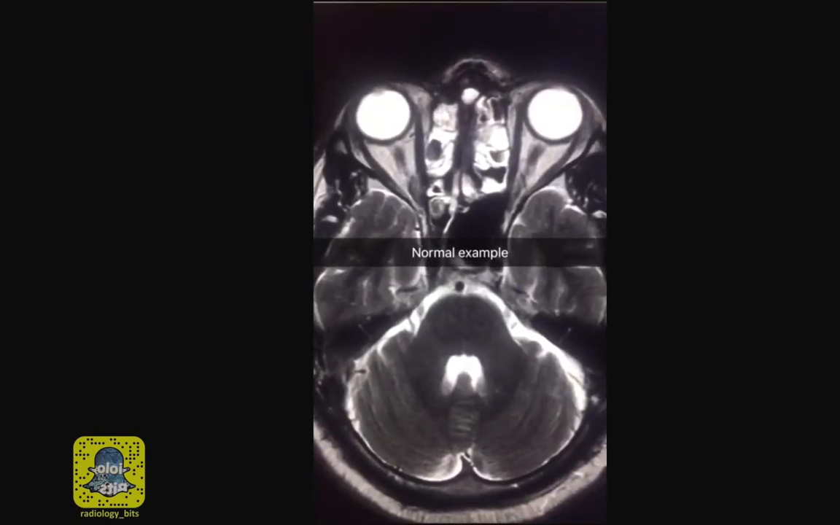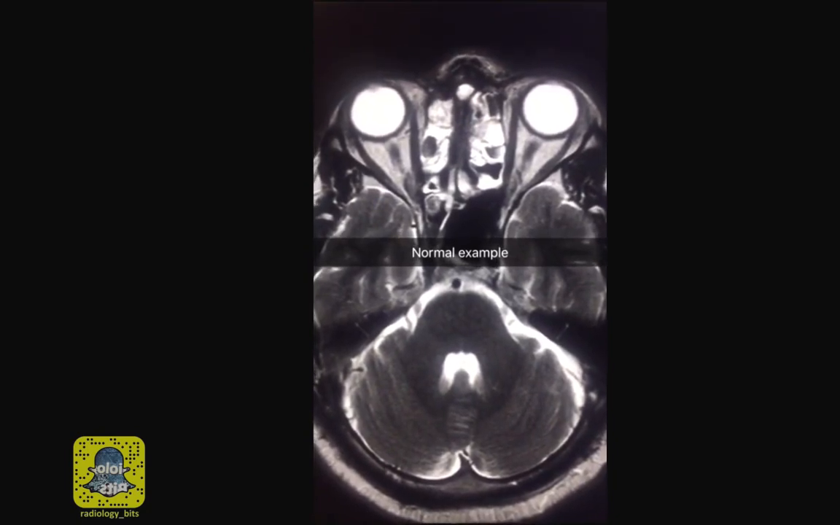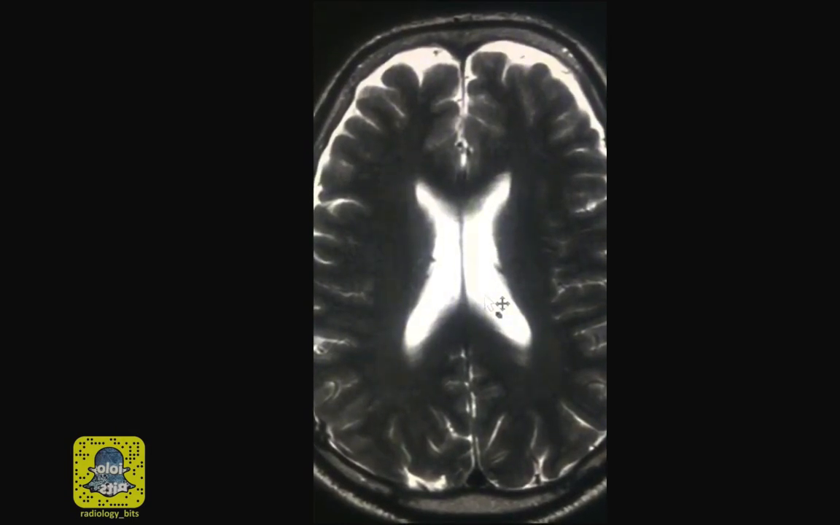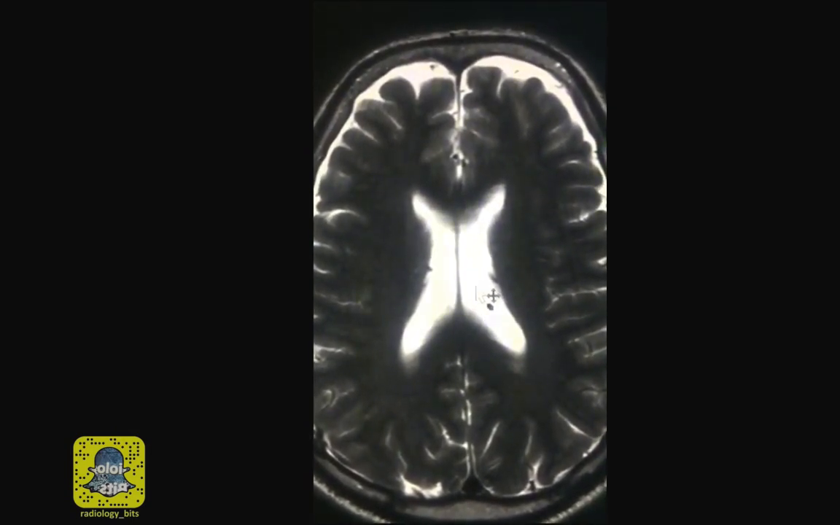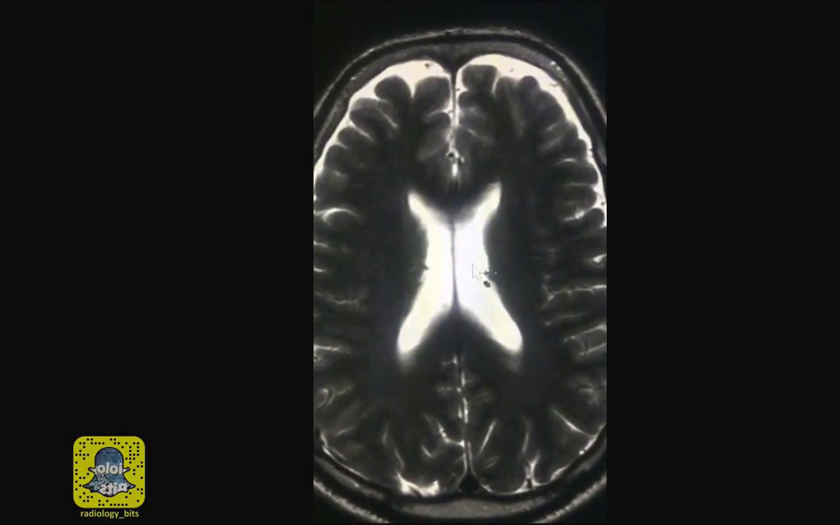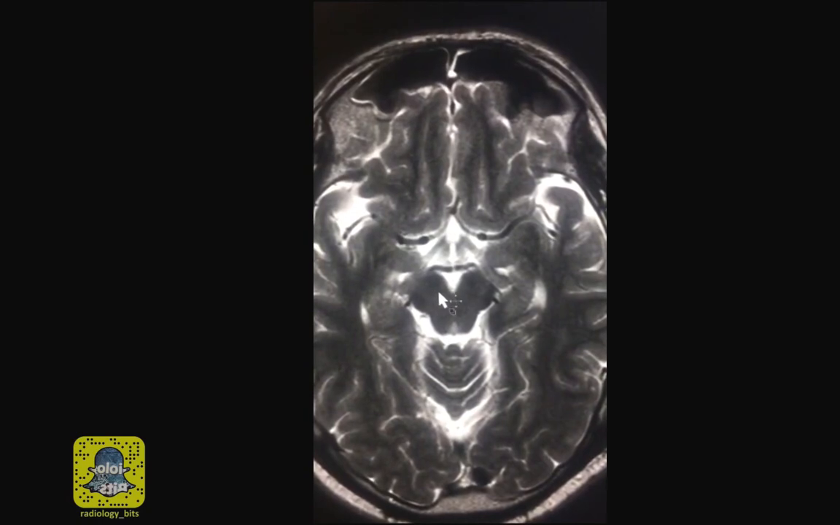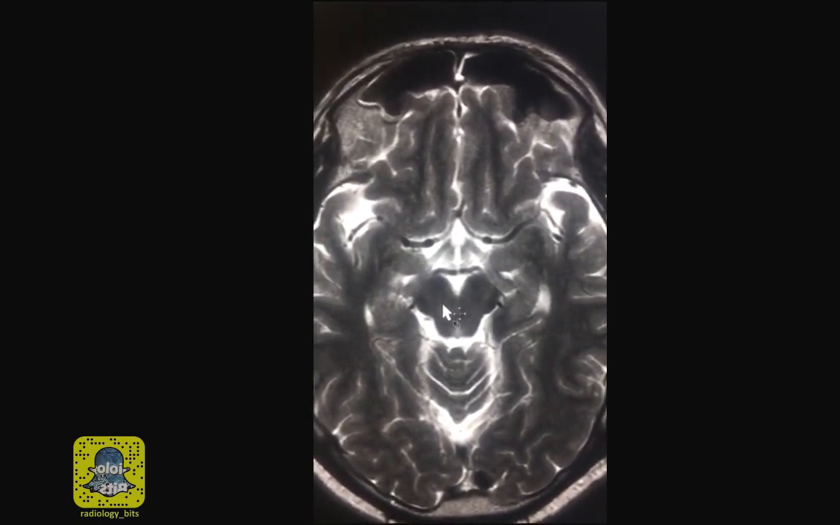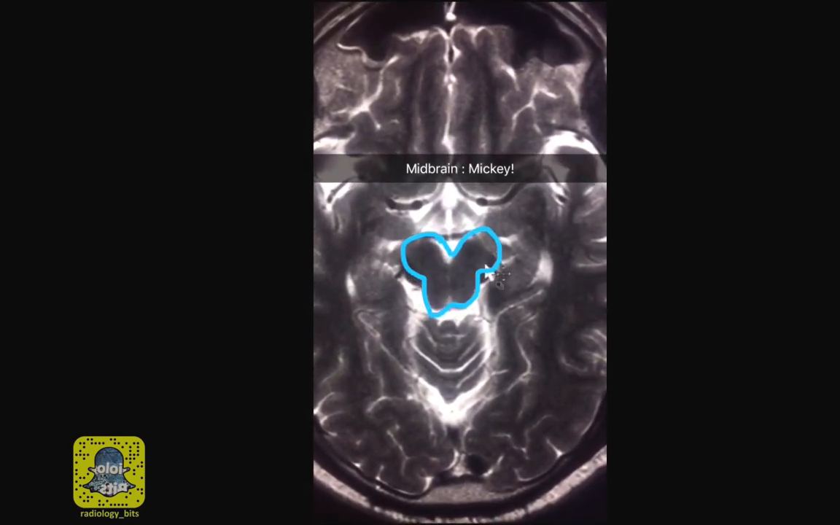Now, before we look at that case, let me show you a few normal anatomical structures on this normal MRI of another patient. As we discussed before, this is an axial image of a T2 weighted MRI. The CSF is bright on T2. This here is the brainstem. Particularly, this part of the brainstem is the midbrain. The midbrain looks like Mickey Mouse.